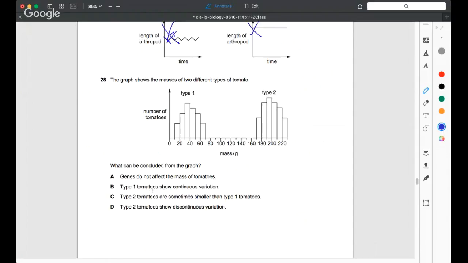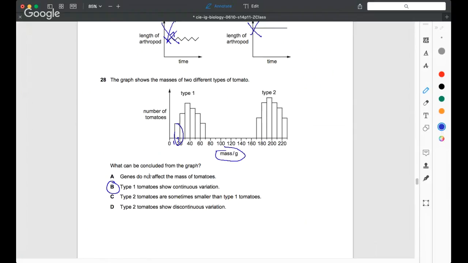So because we have a histogram here and all of our bars are joined up, we can conclude there is continuous variation, not discrete different sizes in our type of tomato. And these are just categories. These bins are just categories of ranges for which your tomatoes are weighed. So we do have continuous variation. So we're going to conclude that it's B, as it says in the mark scheme.